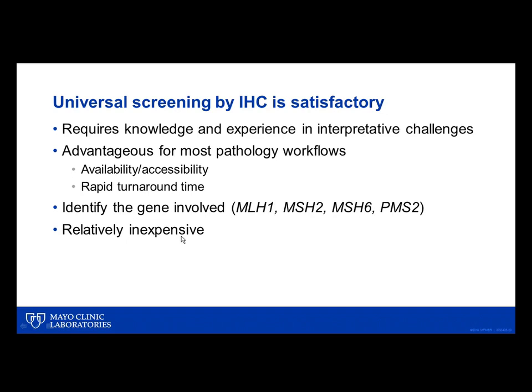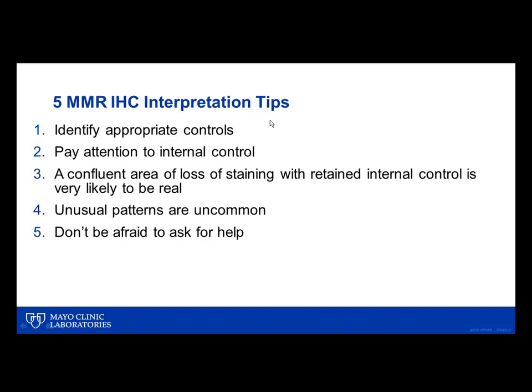There are some tips that I've included on this slide for the interpretation of immunohistochemistry. I think it's really important to identify appropriate controls to maintain the assay in your lab. It's relevant and very critical that you pay attention to the presence of the internal control in your assay when you're reviewing your stains. If you identify a confluent area of loss of staining with a retained internal control, that's very likely to be a true loss of staining. There are unusual patterns, but they're actually uncommon.